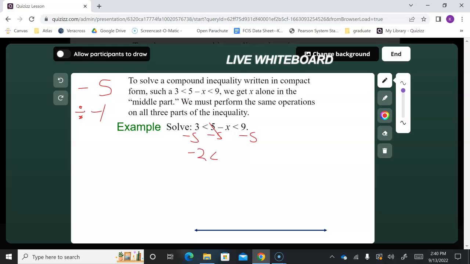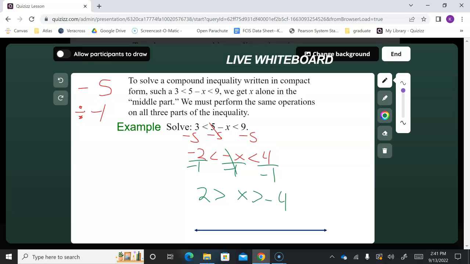Negative 2 is less than negative x is less than 4. Second step was divide by negative 1 to get it out of the middle. I'm going to divide by negative 1, divide by negative 1, 2, negative 4. What do I have to do with my inequality symbols? Gotta switch them. Why am I switching? Because I divided by a negative. So switch that, switch that. So now I have 2 is greater than x, which is greater than negative 4.